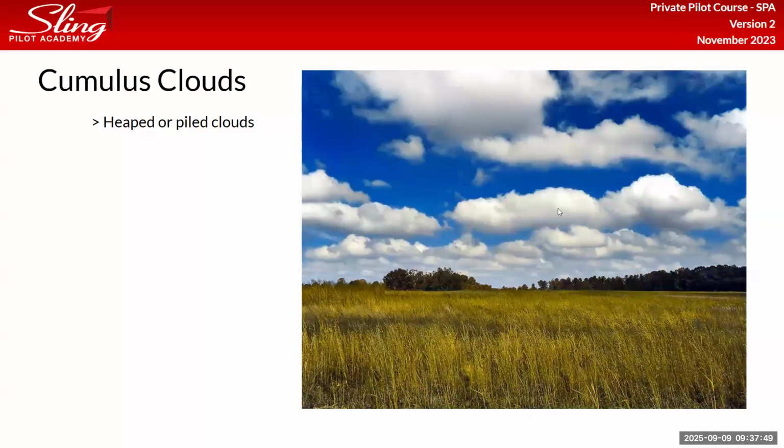So an example: cumulus clouds are like Windows computer background clouds. They look like a Windows background, right? Very fluffy. They look like this. These are just pictures to help you identify them. Heaped or piled clouds is what they're talking about, like cotton balls.